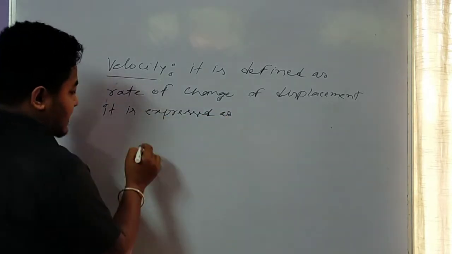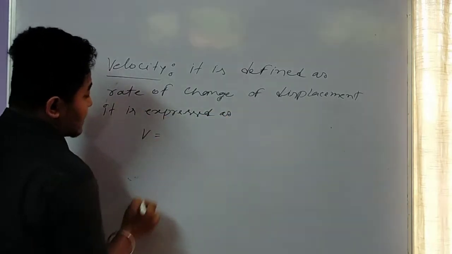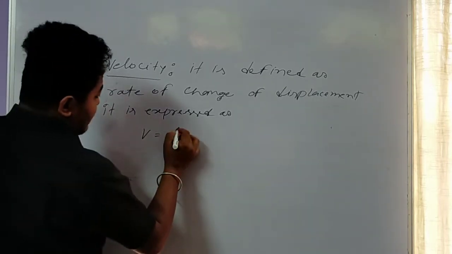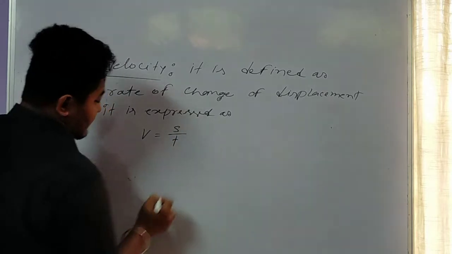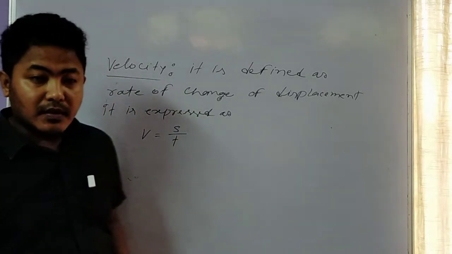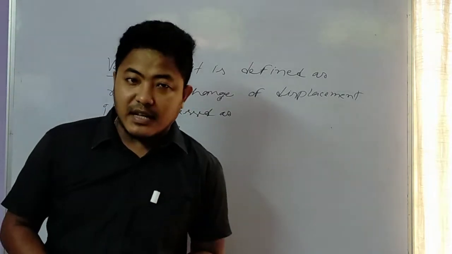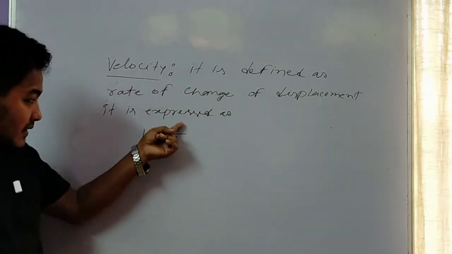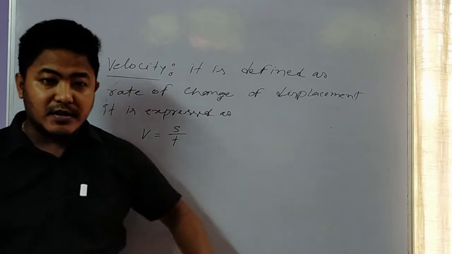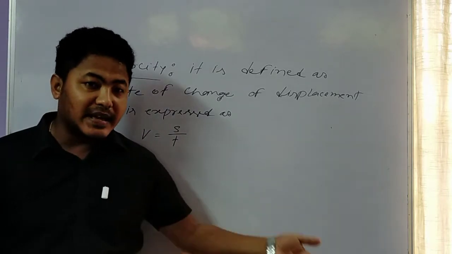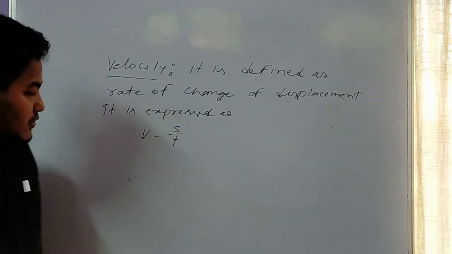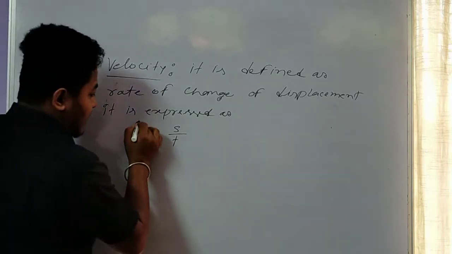Velocity is expressed as v is equal to displacement by time, where s is the displacement and t is the time. The notation for displacement may vary. Sometimes it may be x, maybe s. It depends on yourself how you denote it. It doesn't matter actually.